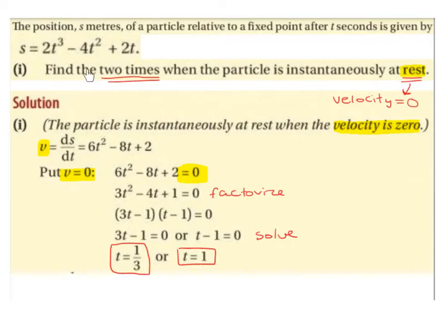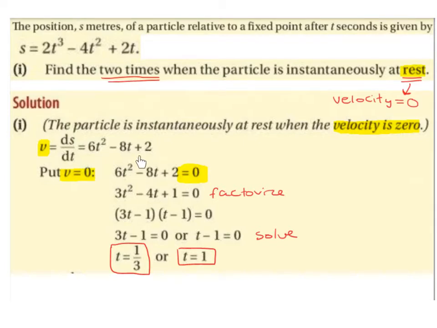So part 1, find the 2 times when the particle is instantaneously at rest. If it's at rest, its velocity is equal to 0. So the particle is instantaneously at rest when the velocity is 0. So v, the velocity, is ds dt. So we're going to differentiate s with respect to t, finding the first derivative, and that's equal to 6t squared minus 8t plus 2. So we put this first derivative equal to 0. We put the velocity equal to 0.